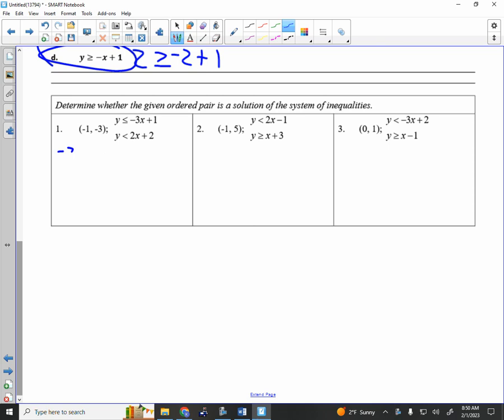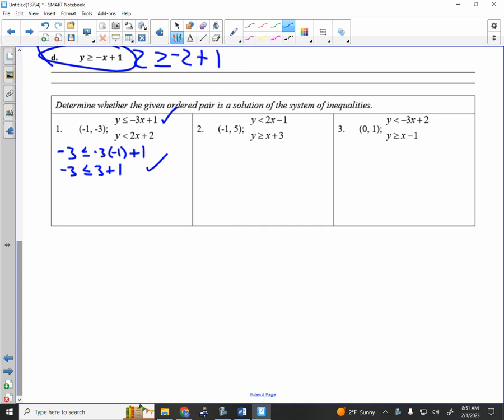So I plug in negative 3 for y, less than or equal to negative 3 times negative 1 plus 1. And I get negative 3 less than or equal to 3 plus 1. Is that true? Yeah. Because negative 3 times negative 1 is a positive 3. Yep. So that works. So it works for the first one. It has to work for both of them in order for it to be true.